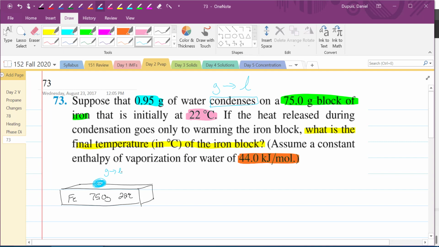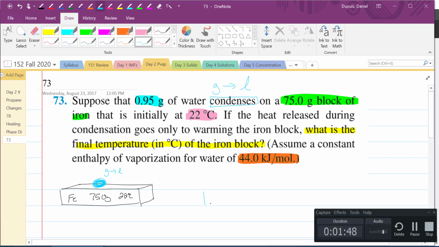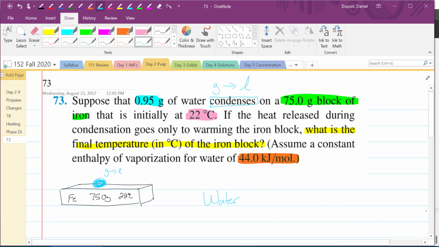So the water has some heat, and the iron has some heat, right? So the Q's are going to equal. So the Q of water is going to equal the Q of iron. Except who's losing the temperature? Well, if the heat released from water is going into iron, right, we know that the water and the heat.